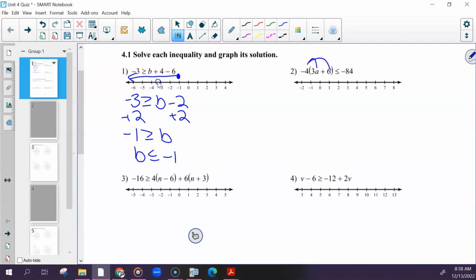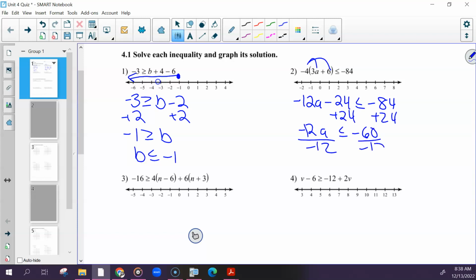The second one, distribute. So we have -12a minus 24 is less than or equal to -84. Get rid of the 24 by adding it to the other side. And then divide both sides by -12. Remember that your sign changes direction when you divide by a negative. Some of you forgot that, so just remember that moving forward.